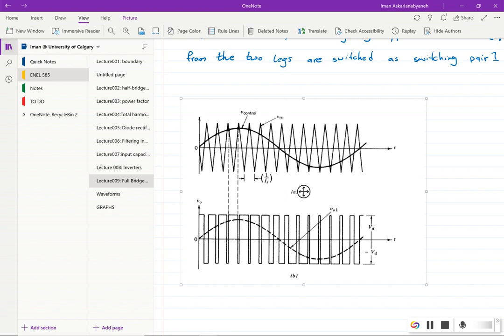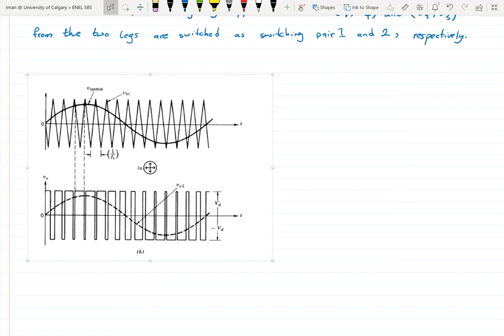Okay, so this picture is from Power Electronics: Converters, Applications and Design.